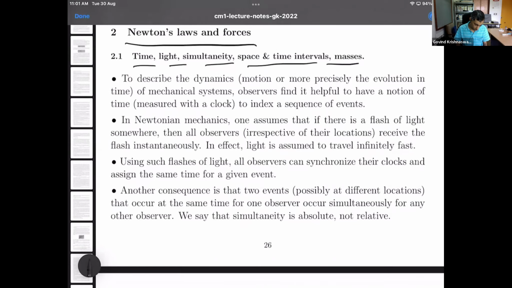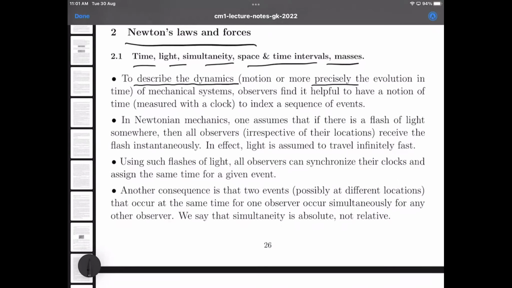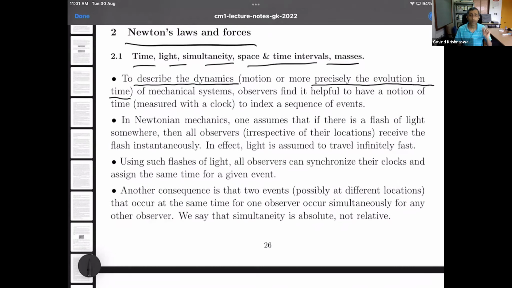Right. So let's see what I want to say about these things. To describe the dynamics, and when I say dynamics, I mean the motion of a system, or more precisely, the evolution of a system in time. Yeah, that's what we will use the word dynamics for. To describe the dynamics of mechanical systems, observers such as you and me find it helpful to have a notion of time. Okay. I'm stating the obvious, but this is something very noteworthy. And this time is measured by a clock, which each observer keeps. And this time is used to index a sequence of events.